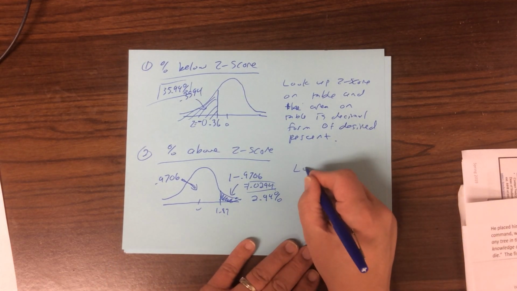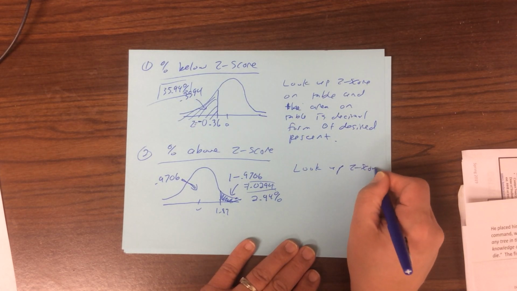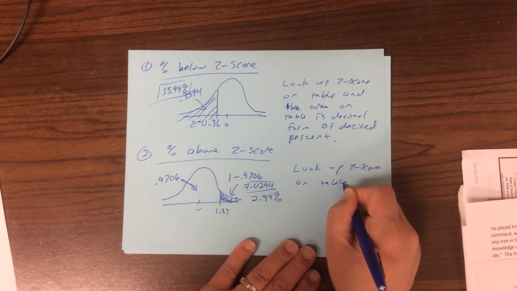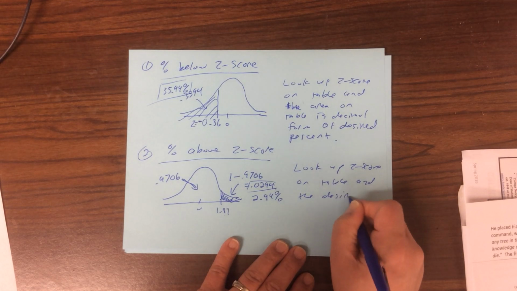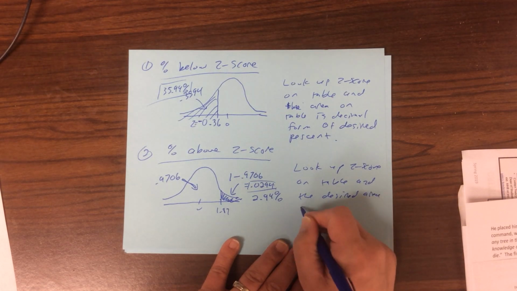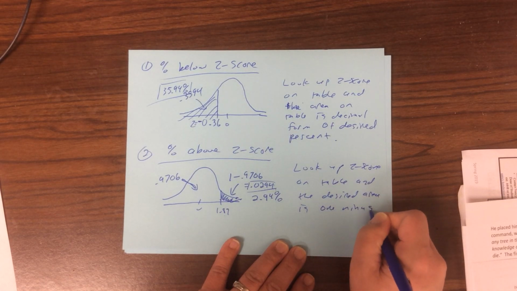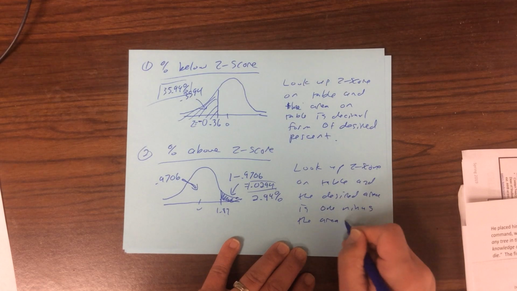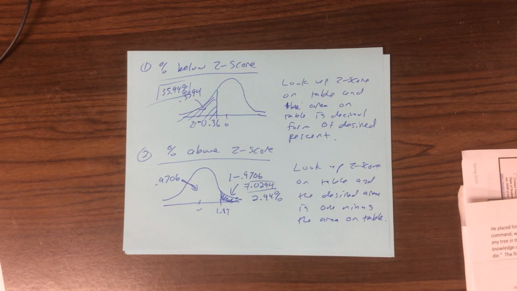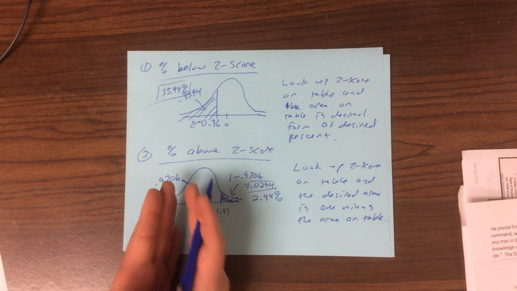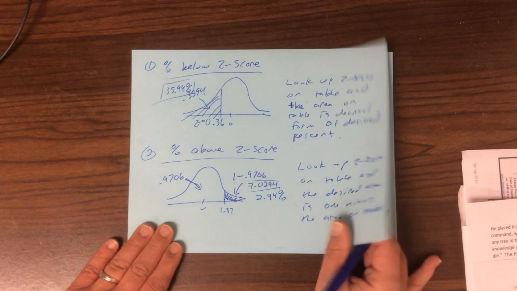So if I were to write a rule, I would say look up the z-score on the table, and the desired area is 1 minus the area on the table. And then the area is the decimal form of the percent. So you pretty much look it up, but then you have to subtract from 1 to get the area above. Okay, so that's the second case.